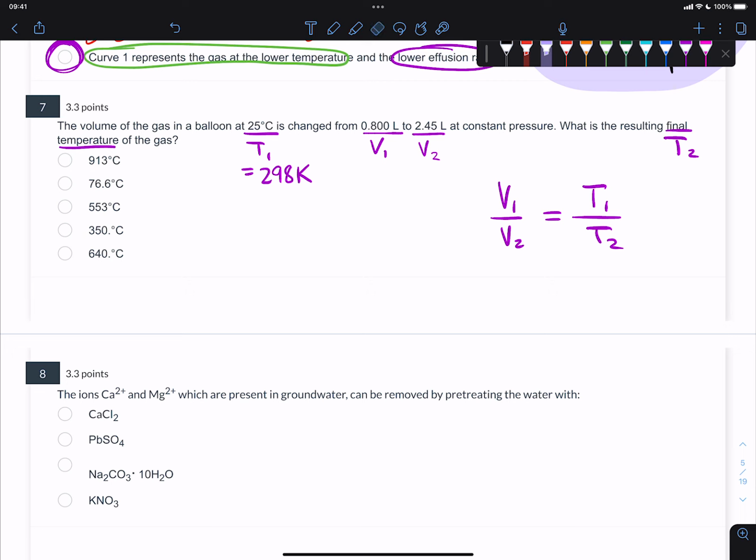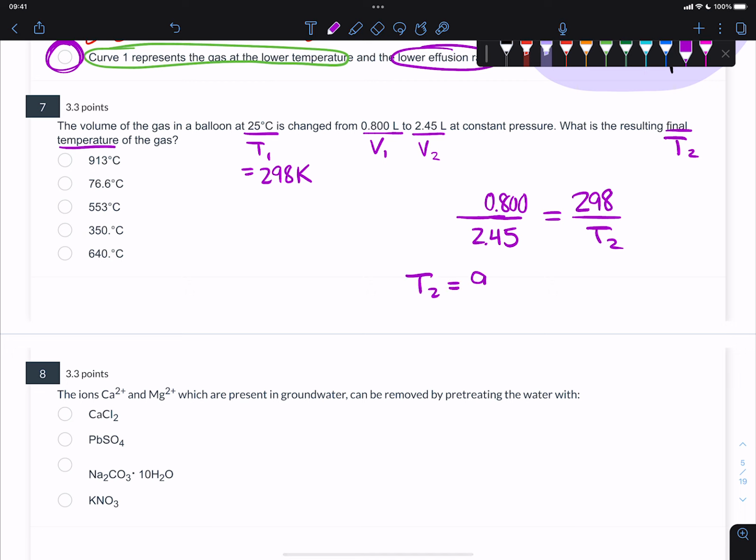Let's plug in everything. The initial volume was given as 0.8 liters. We don't know the final temperature. We know the initial volume, and we know the final volume, which is given here as 2.45. The initial temperature in Kelvin is 298. And we don't know the final temperature. So use your cross multiplication skills: do 298 times 2.45, divide that by 0.800, and you get 912.